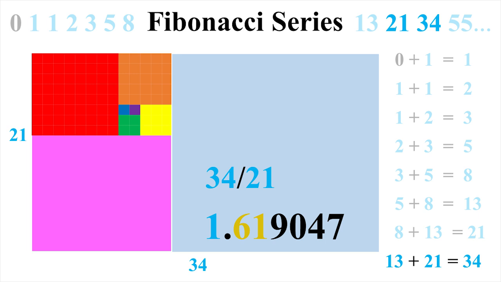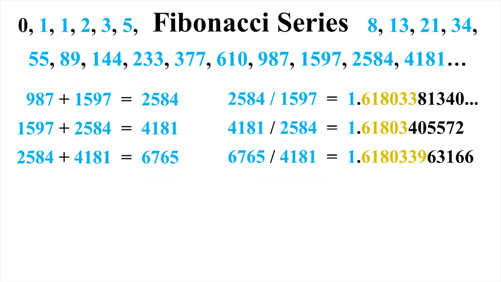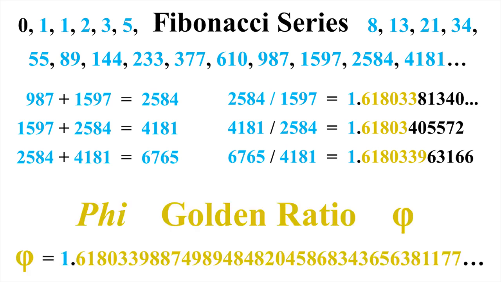All right? And I've just continued on here with a list of them. You can see how the numbers get closer and closer to phi. Here, way in the future, we have 6,765 divided by 4,181 gives you 1.6180339, on and on. But you can see how it is zeroing into the golden ratio number.